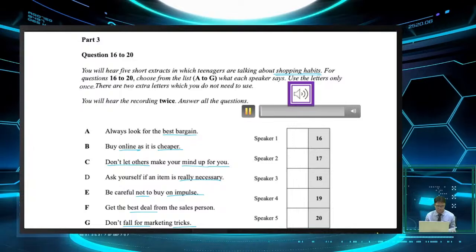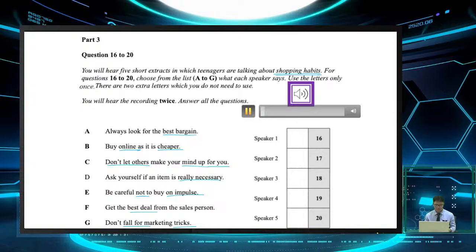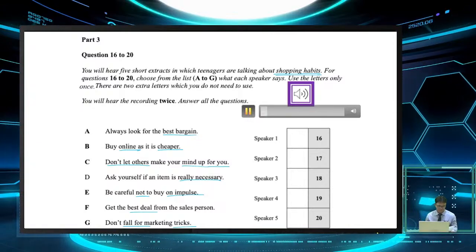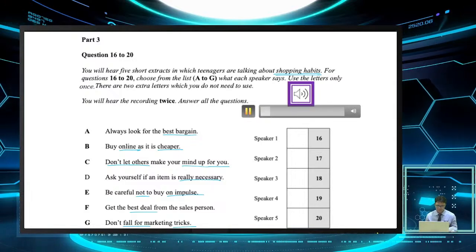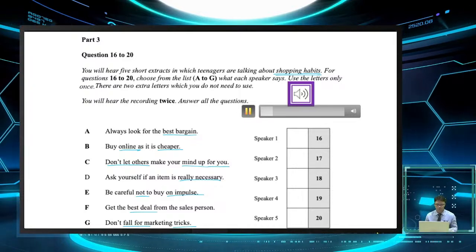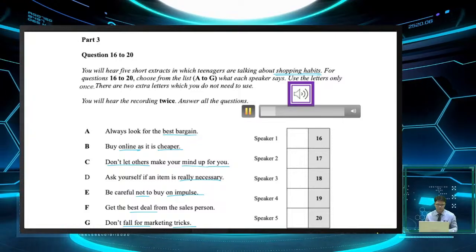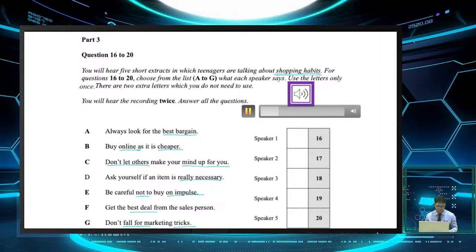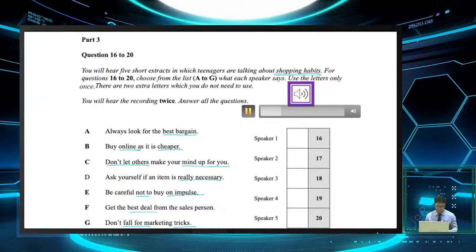Now turn to part 3. You will hear 5 short extracts in which teenagers are talking about shopping habits. Choose from the list A to G what each speaker says. Use the letters only once. There are 2 extra letters which you do not need to use. You now have 30 seconds to look at part 3.